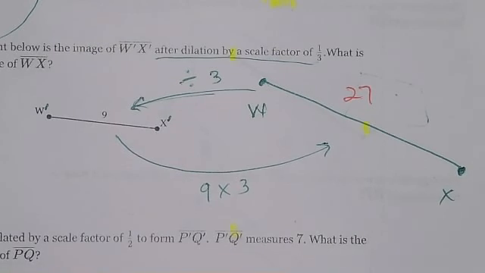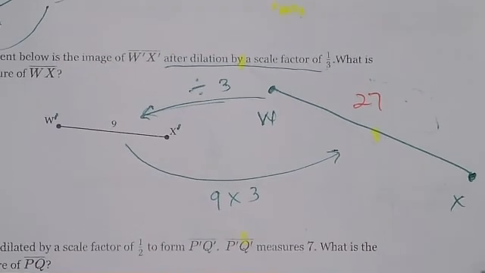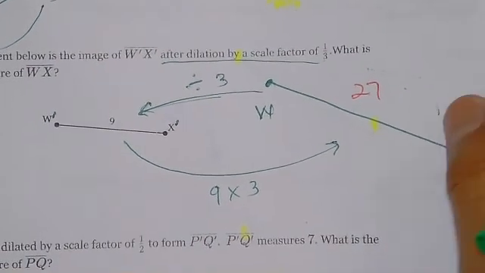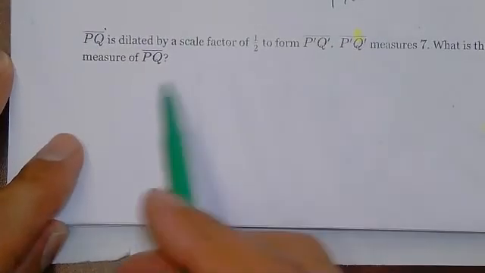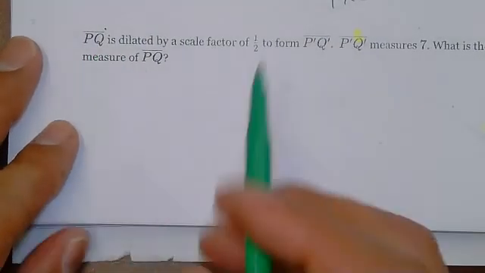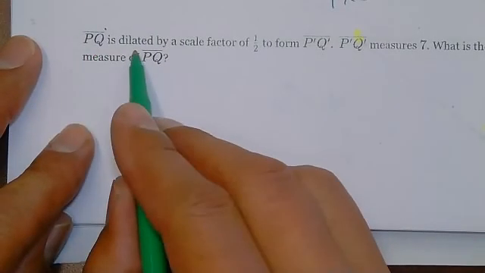So remember, when it's a fraction, you're dividing, or it's getting smaller. When the scale factor is a whole number, it's increasing, right? But I'm telling you, that's why I told you it gets trickier in that way. Okay, last one.